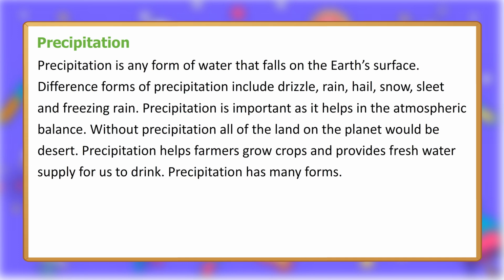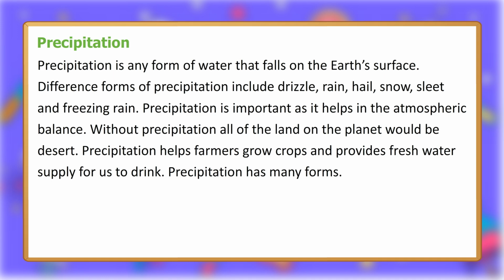Precipitation. Precipitation is any form of water that falls on the Earth's surface. Different forms of precipitation include drizzle, rain, hail, snow, sleet and freezing rain. Precipitation is important as it helps in the atmospheric balance. Without precipitation, all of the land on the planet would be desert. Precipitation helps farmers grow crops and provides fresh water supply for us to drink.